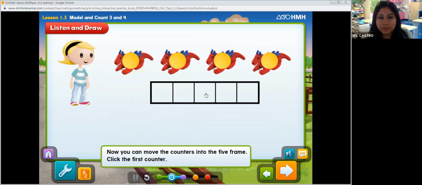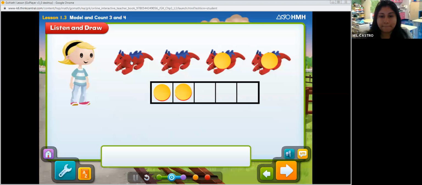Click the first counter. I want everyone to observe that the counters that are being moved into the 5 frame, pay attention to where they put the first one. The first one is very important. Always remember that it goes in the very first box, not at the end of the 5 frame, but at the very beginning. 1, 2, 3, 4.